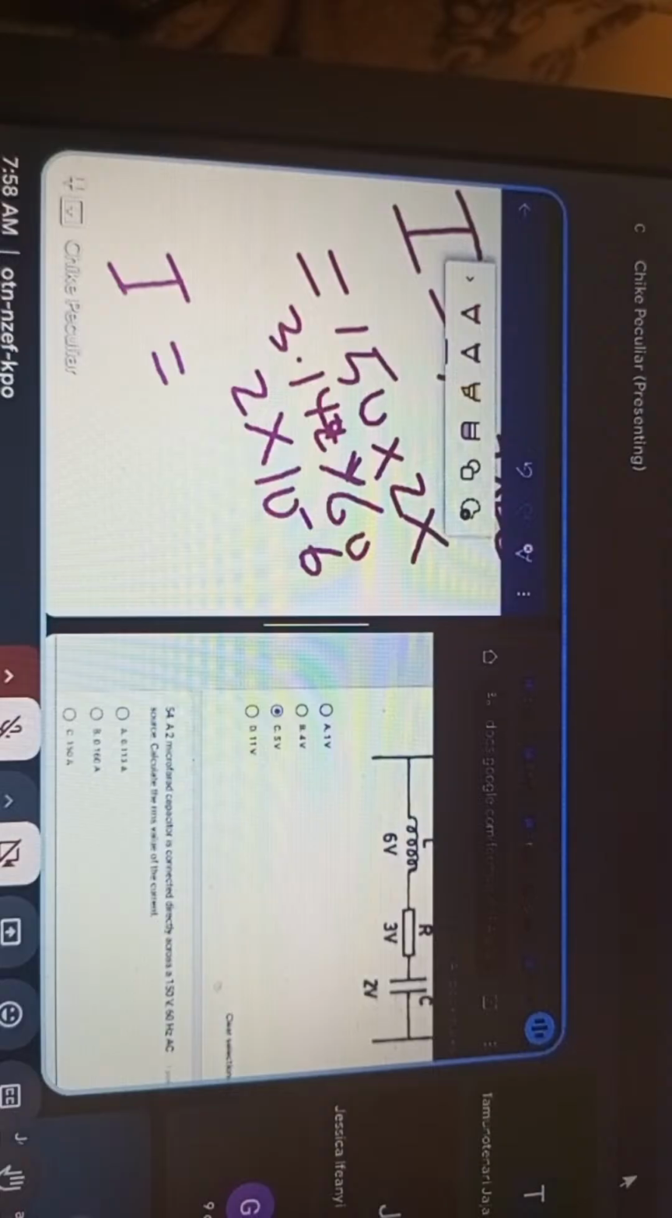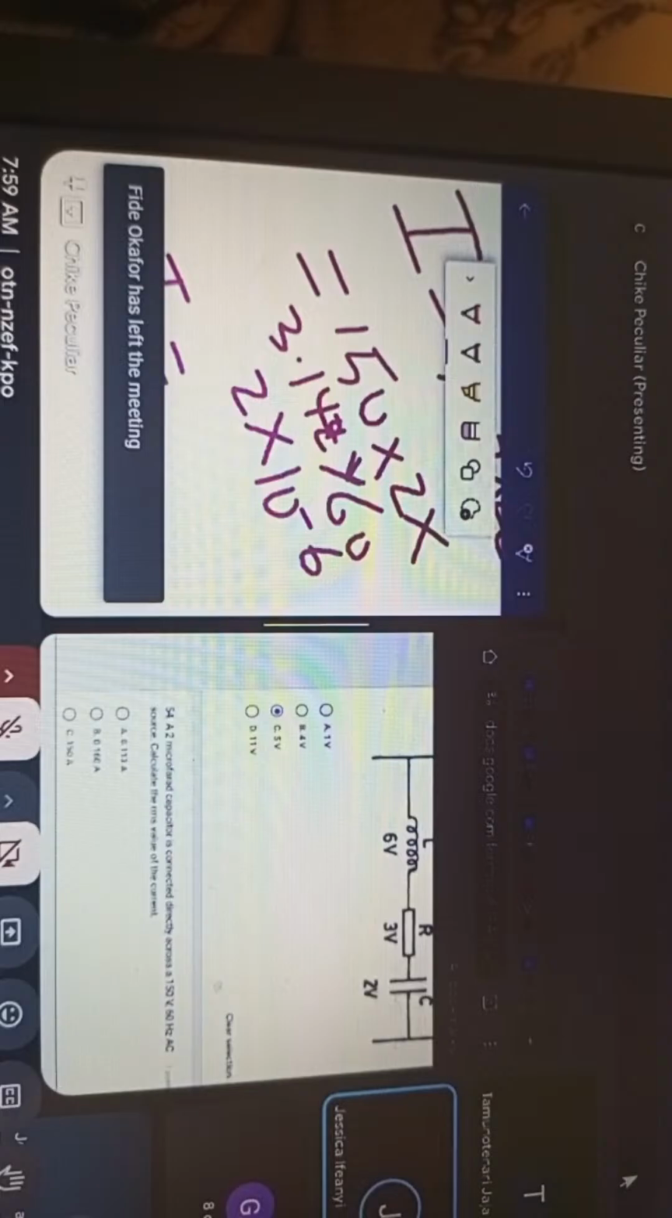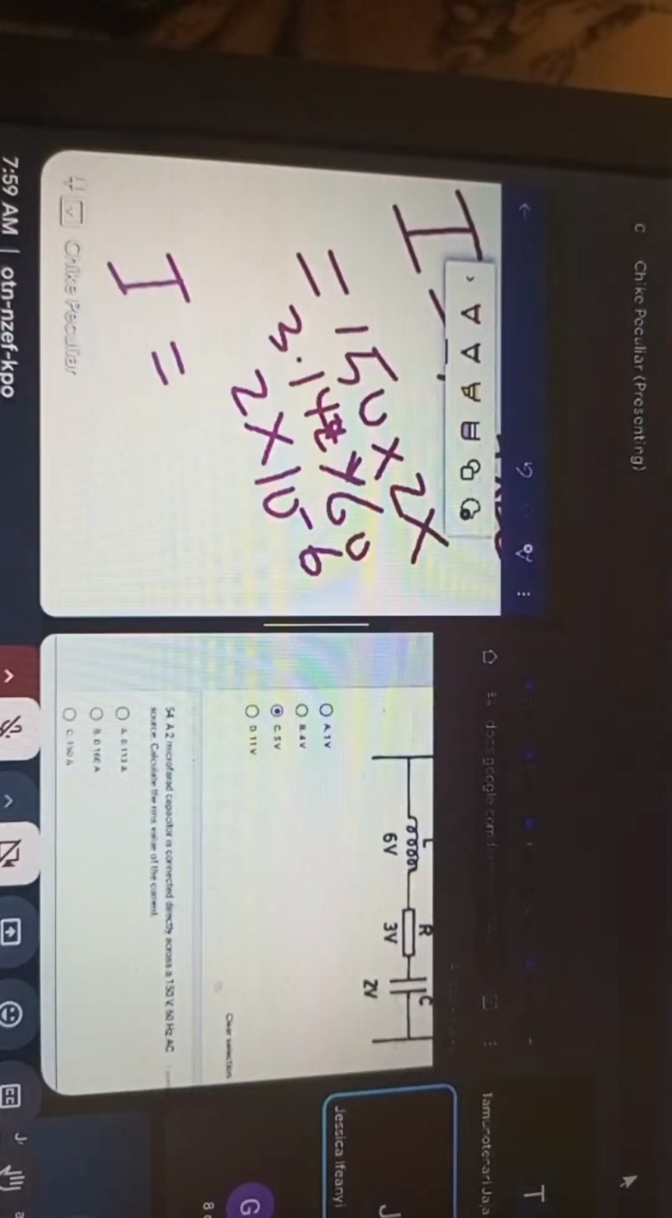So the current is going to be, please help me, let's work together. 150 all times. The call is about to end, so please log in with the new link. All right.